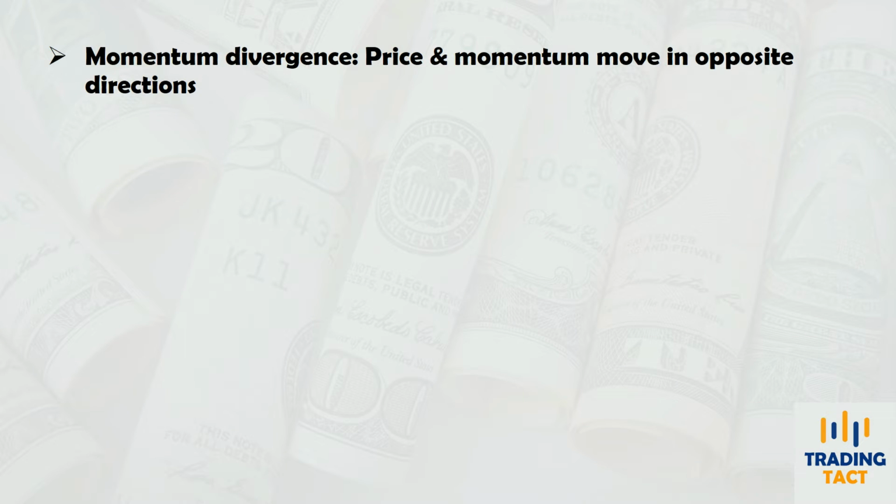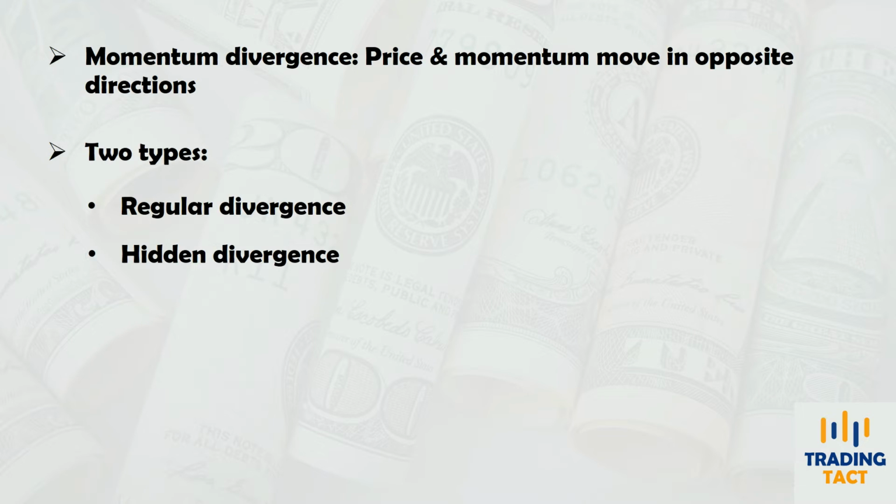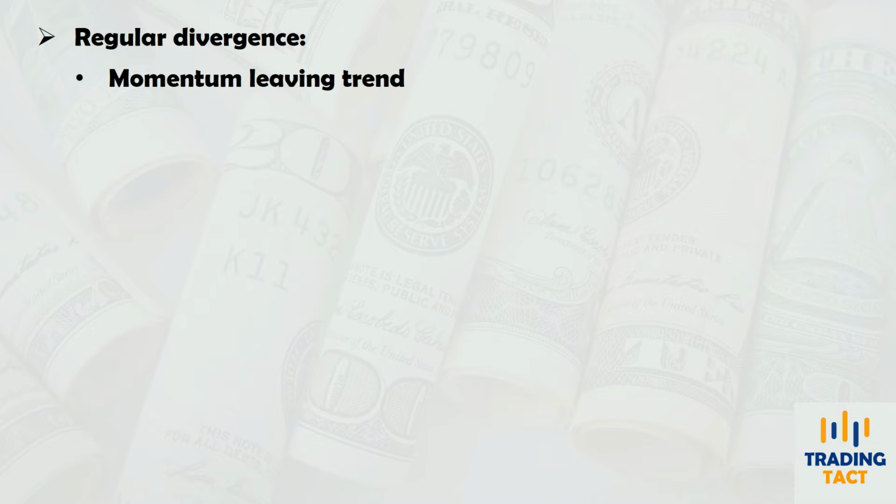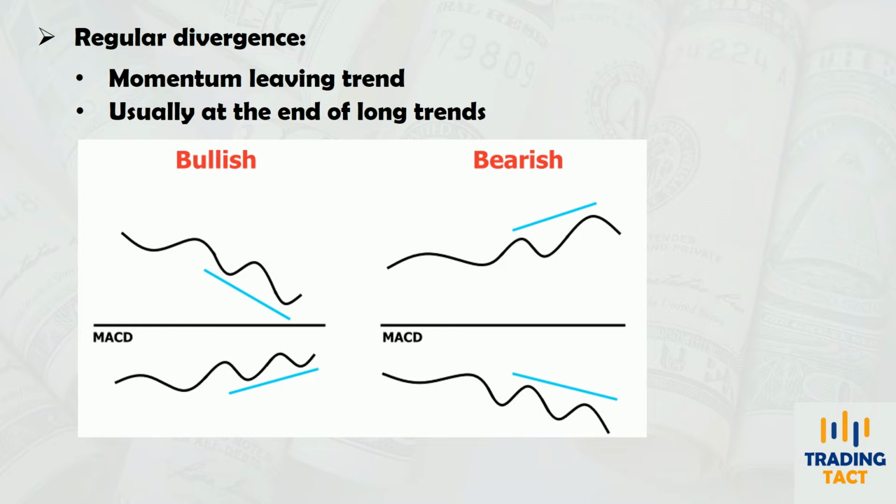Momentum divergence occurs when price and momentum move in opposite directions. There are two types of divergence, regular and hidden. A regular divergence indicates momentum is leaving the trend. It usually occurs towards the end of long trends. For example, during a downtrend, a regular bullish divergence occurs when prices make a lower low, but the MACD makes a higher low. This signals a possible trend reversal.